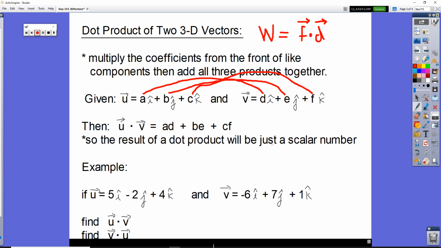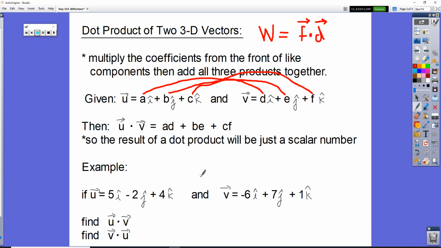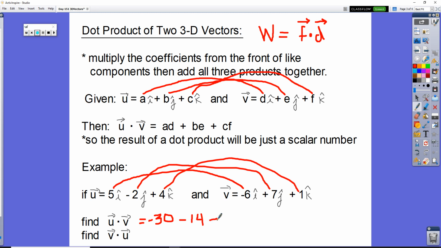So let's practice with a few actual vectors down here. If vector u is 5i minus 2j plus 4k, and vector v is negative 6i plus 7j plus 1k, let's find the dot product between vector u and v. So first we start by multiplying the numbers in front of the i's. That's going to give us negative 30. Don't put an i on this, it's just a number. Then we're going to multiply the numbers from in front of the j's together. That's going to give us negative 14. And then we're going to multiply the numbers from in front of the k's together, and that's going to give us 4. When you put all of this together, negative 30 minus 14 plus 4, that should give us a total of negative 40.